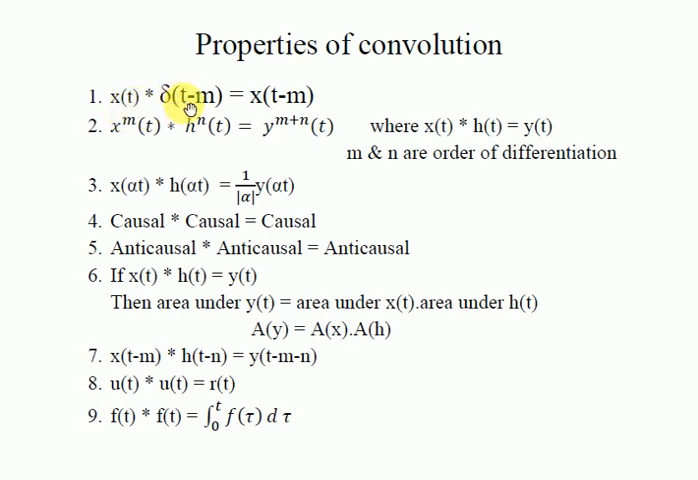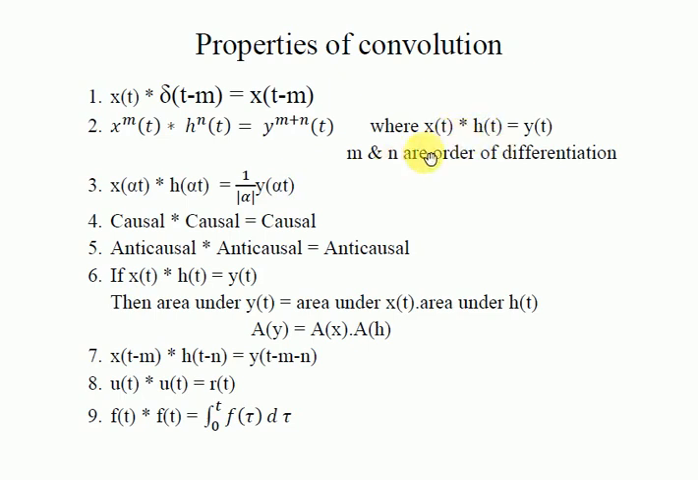If we convolve any signal with a shifted impulse signal, whatever term is in the delta, t minus m, will be replaced here. So we get x of t minus m. This is an important property. The second property is, if x of t convolution with h of t equals y of t, then x of t differentiated m times convolution with h of t differentiated n times gives y of t differentiated m plus n times, where m and n are the orders of differentiation. And the third property is x of alpha t convolution with h of alpha t equals 1 by mod alpha y of alpha t.